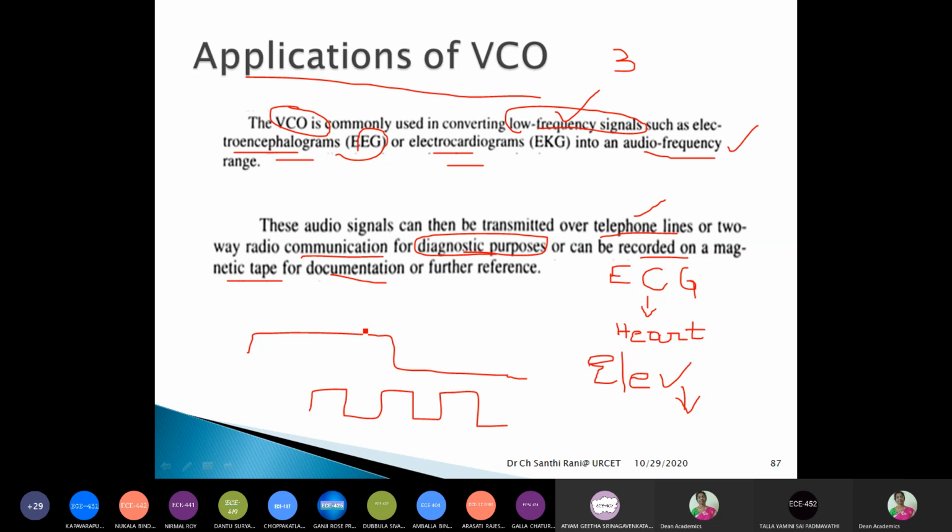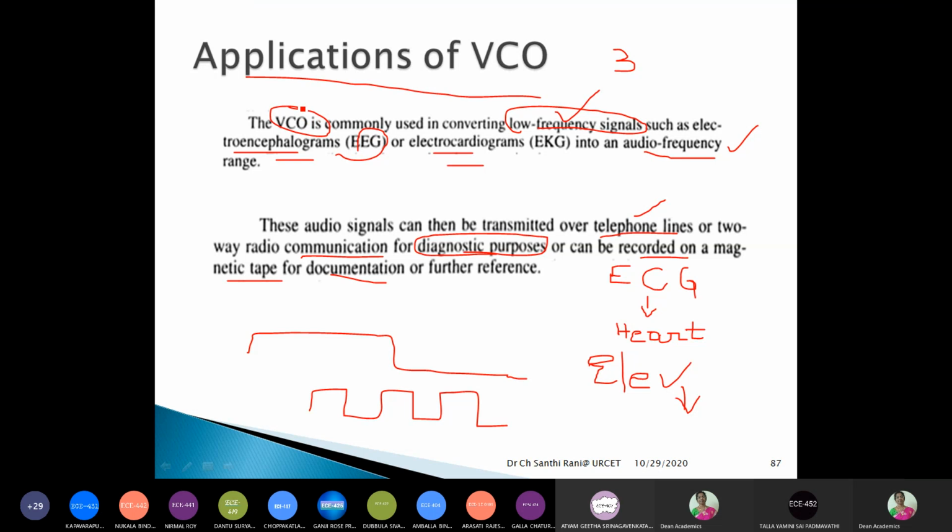Next time, if any elderly person from your family or relatives goes for an ECG, you just observe how the ECG looks. Anyhow, you are going to study ECG, EEG and many other biomedical equipment in your next semester, in another subject named biomedical engineering. Now here we are studying the applications of VCO.